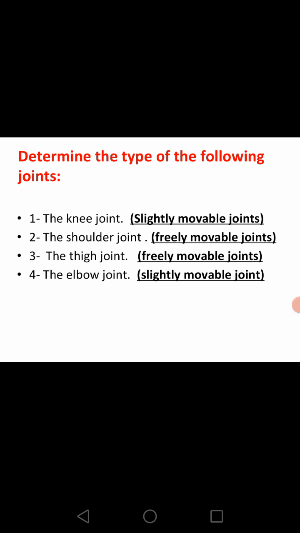Determine the type of the following joints. Knee joint, it's a slightly or limited movable joint. Shoulder joint, freely movable joint. The thigh or hip joint, it's a freely movable joint or widely movable joint. The elbow joint is a slightly movable joint.